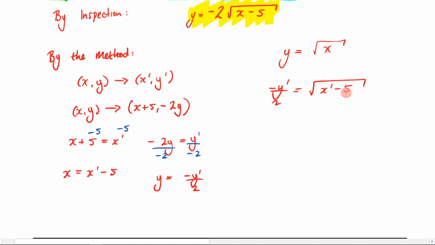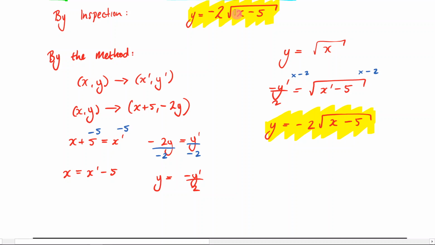The last step that we do here is we solve for y and we drop the dashes. So that means I'm going to multiply this side by negative 2, multiply this side by negative 2, and I'm going to get y is equal to negative 2 the square root of x minus 5. So I drop the dashes and I solved it for y, and as you can see, that is going to be my answer, and that is the same thing we got right here.